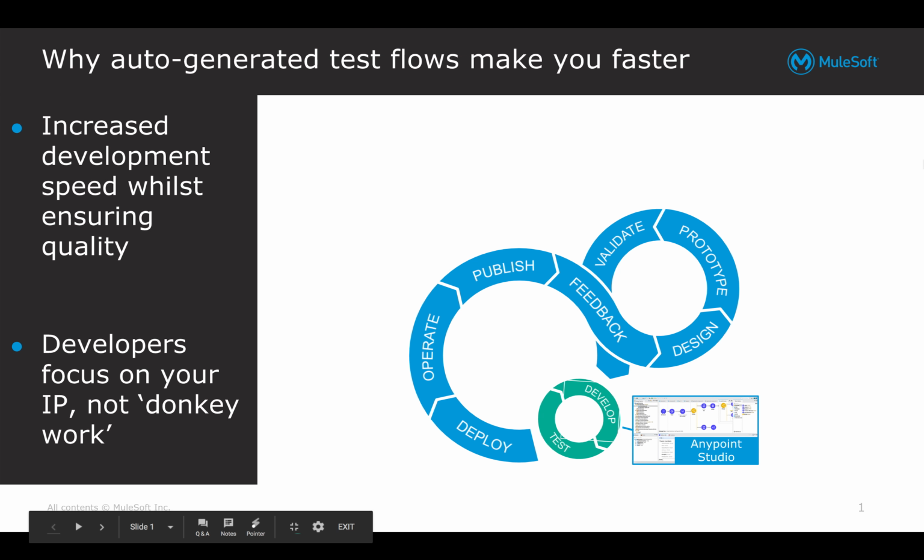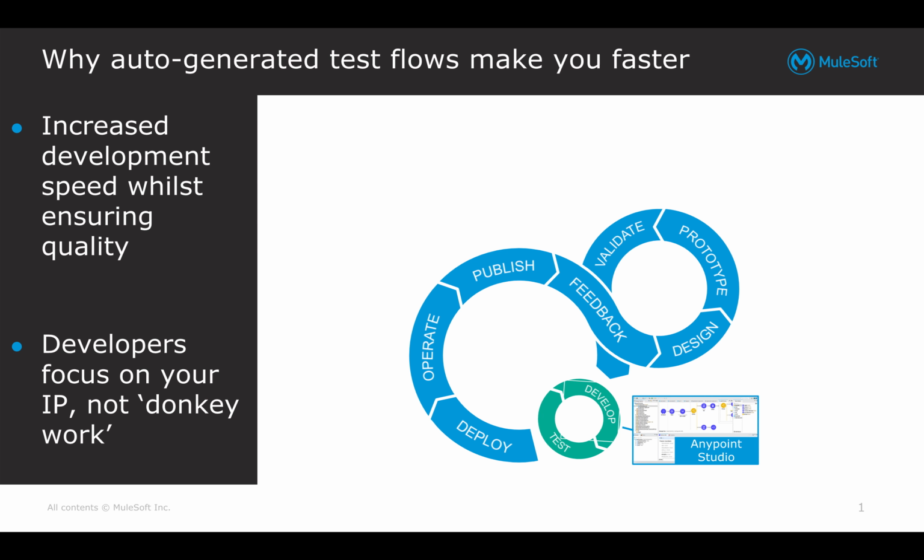So to summarize, we've seen in this video why automatically generated test flows can make you faster as an organization. We've seen how they can increase development speed whilst ensuring quality by encouraging testing around the developer community. We've also seen how developers can focus on your intellectual property and innovating with these applications rather than doing some of the typical donkey work, such as writing the unit tests.